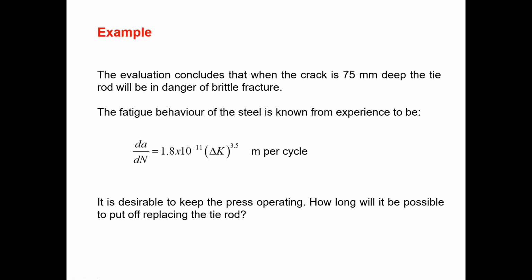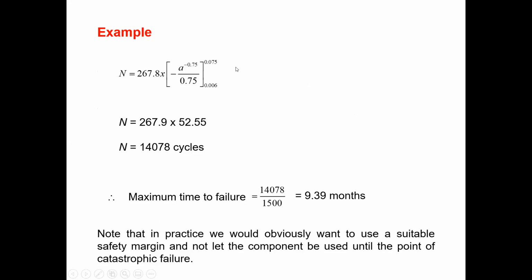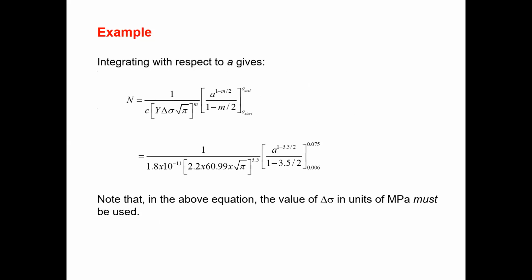75 millimeter. There is a 70 millimeter depth, and you can see the transverse crack extends 6 millimeter inward. So the initial crack size they provide, that is the start. They provide it in millimeter, so you need to convert to meter. So it is 0.006, and this is the N1. This is not actually N, but this is the critical length. They provide 75 millimeter, so this is 0.075, and this is the integration of the A.